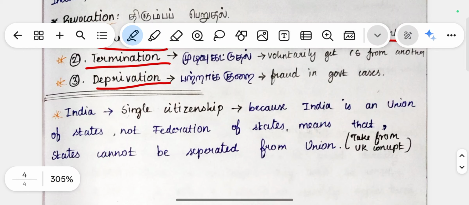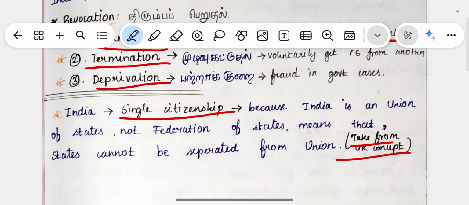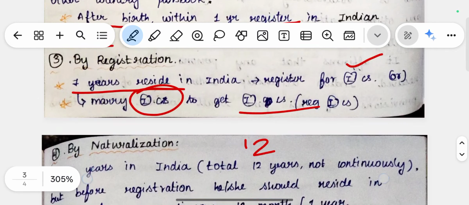And the main thing is, India is a single citizenship country, which means a person cannot have more than one citizenship in India. But in the US or some other countries, a person may have two or more citizenships. In India, a person has a single citizenship, a concept taken from the UK. So this is all about citizenship.